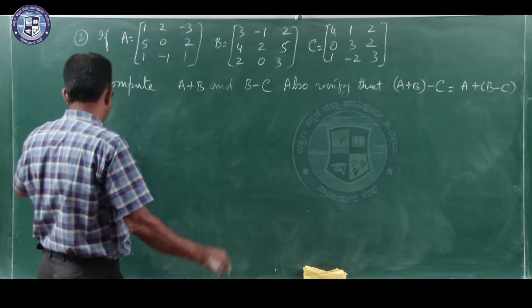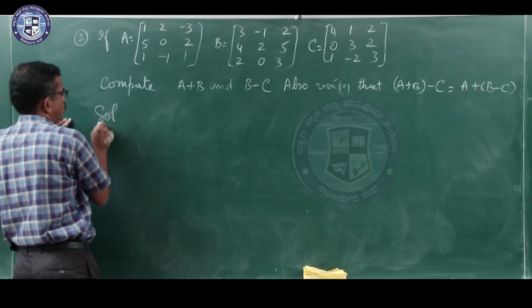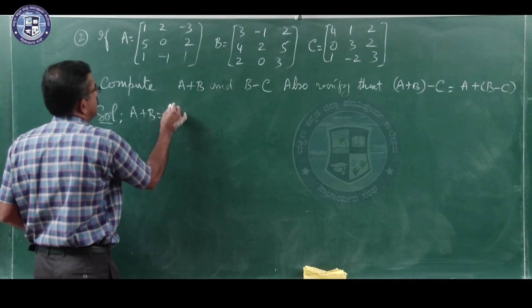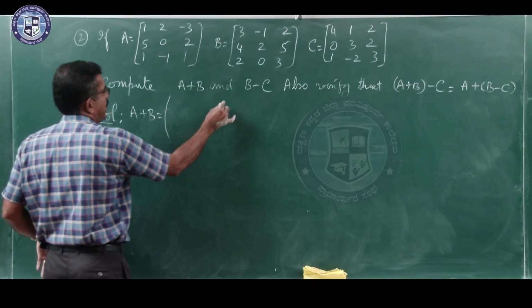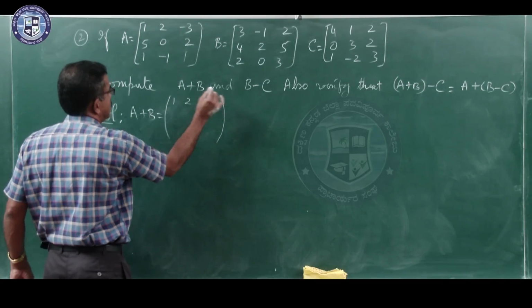So, let me explain this. What do we have? First, let me write the solution. What is A plus B? So, A is, okay, everywhere I have used square brackets. Let me change the notation, no problem. 1, 2, 3, minus 3 here.